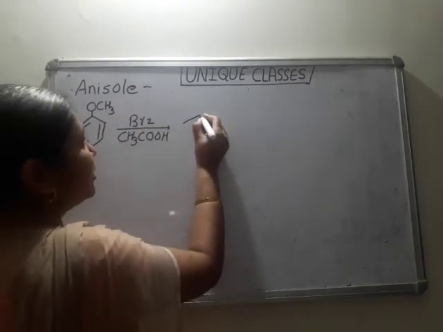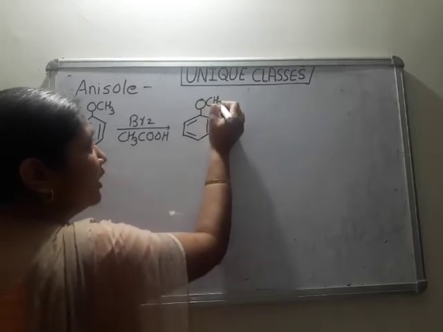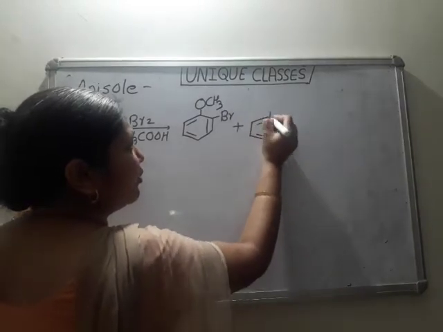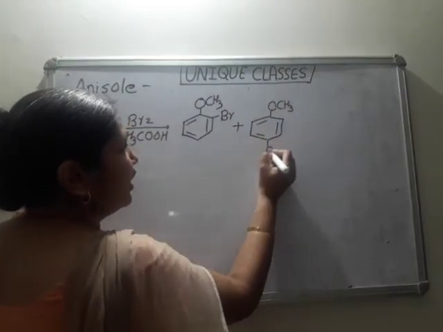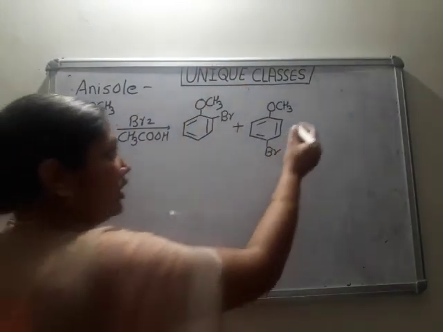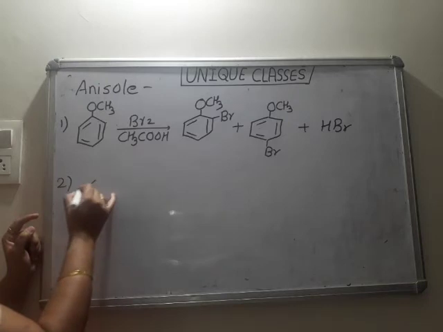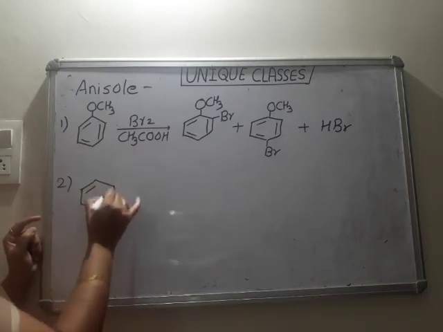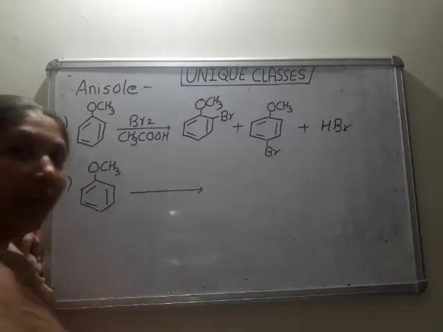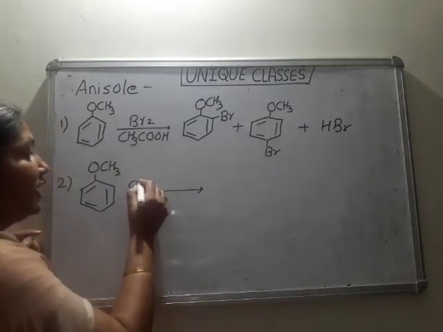We get mixture of ortho bromo anisole and para bromo anisole. Byproduct is HBr. They have not shown in your textbook. You can write, no problem. Plus HBr. Second reaction they have shown, that is nitration. Nitration, that is introduction of NO2 group. And what is the source of NO2 group? It is nitrating mixture. And what is nitrating mixture?